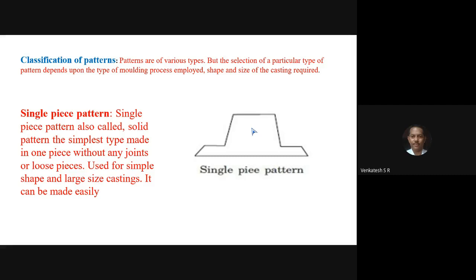Write down the title, single piece pattern. Underline that, put a colon and hyphen. Write down the rough diagram of a single piece pattern, and write down the explanation. Single piece pattern is also called as solid pattern.